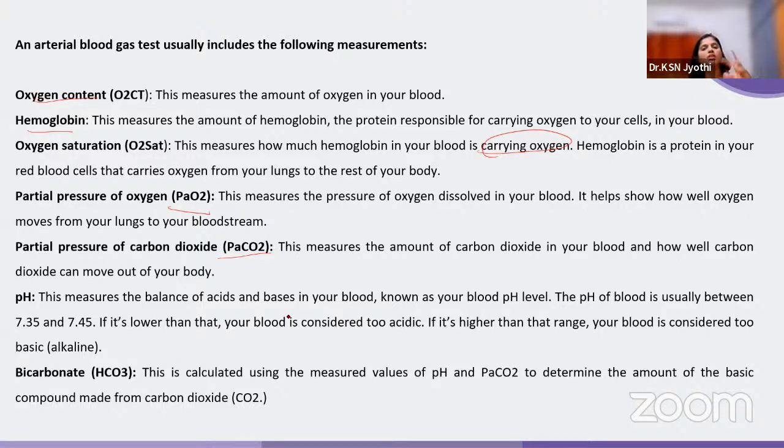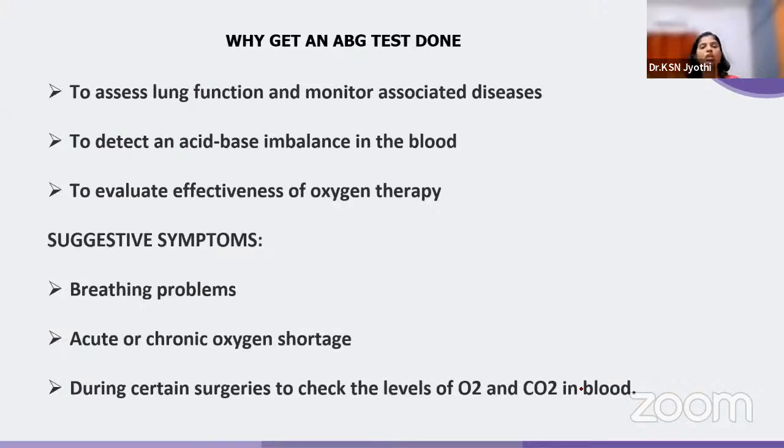So two primary things that we all need to understand in this context: oxygen is taken up and carbon dioxide is brought back. Both jobs are done by your hemoglobin. Then pH measures the balance of acids and bases, called the blood pH level, usually between 7.35 and 7.45. Then bicarbonate is calculated, because the measured values of pH and partial pressure of carbon dioxide determine how much bicarbonate is being made from carbon dioxide. So the levels are associated with each other.